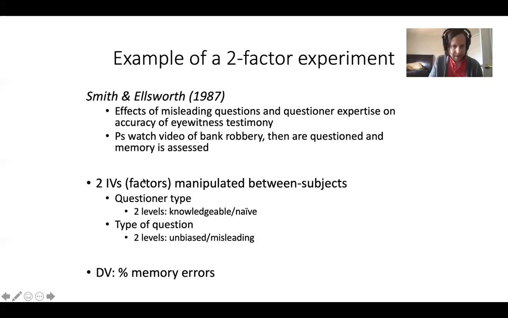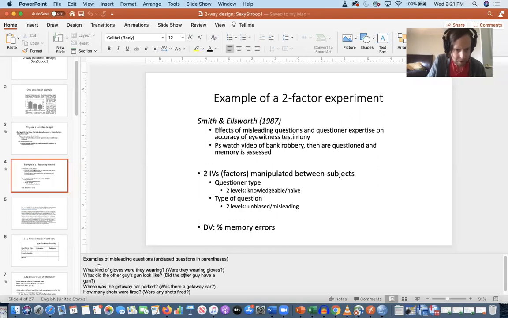One factor is the type of question, whether it's an unbiased or misleading question. I have those in the notes here. Examples of misleading questions are written normally. The ones that are unbiased are in parentheses. So, what kind of gloves were they wearing? That is a misleading question compared to, were they wearing gloves? Because if you ask a person what kind of gloves they were wearing, that implies that indeed the people in the video who committed the crime were wearing gloves. Similarly, what did the other guy's gun look like, compared to an unbiased question, which would be, did the other guy have a gun?